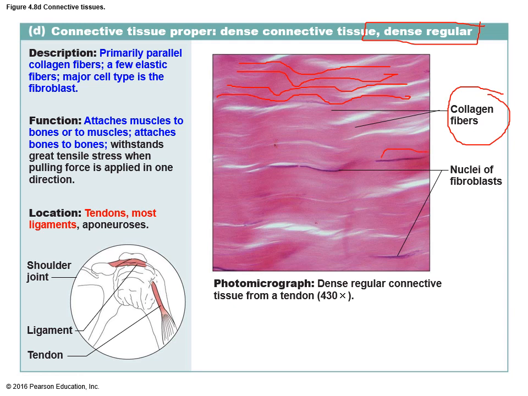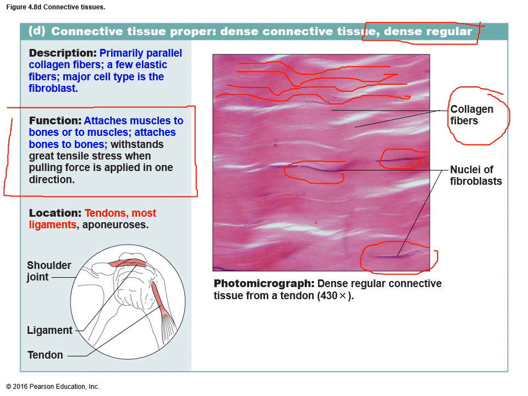The darkened spots that you see, those are the nuclei of the fibroblasts. For the function, I've highlighted that you can find them as attachments for muscle to bones or other muscles or bones to bones. So that would mean that the location would then focus on things like tendons and ligaments. Look at that.